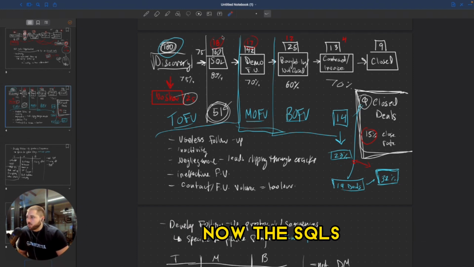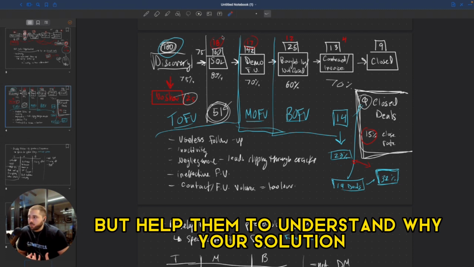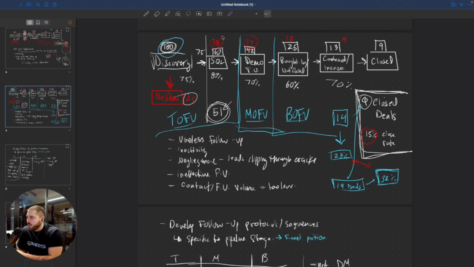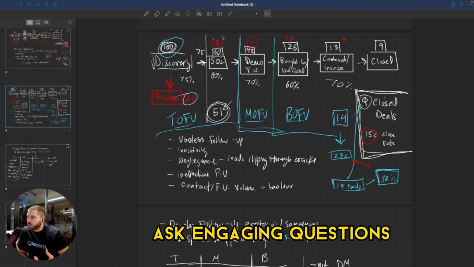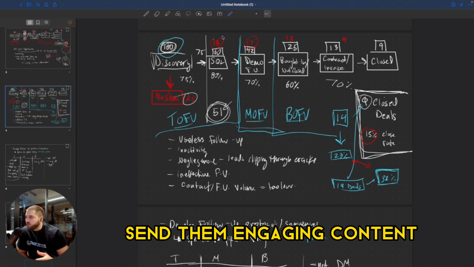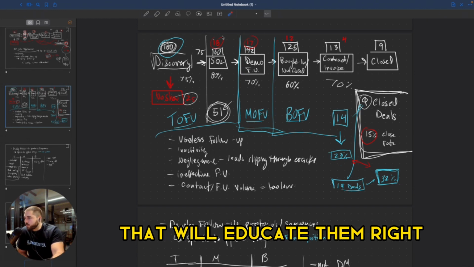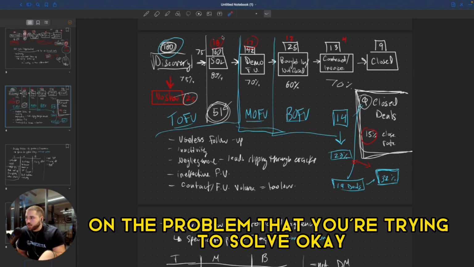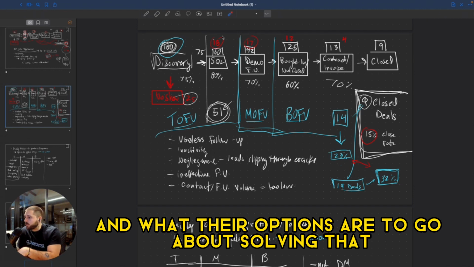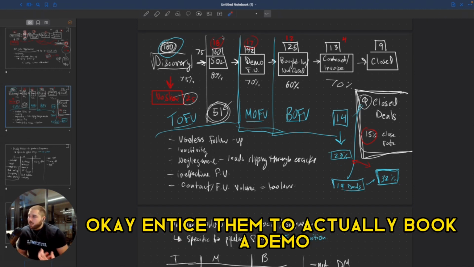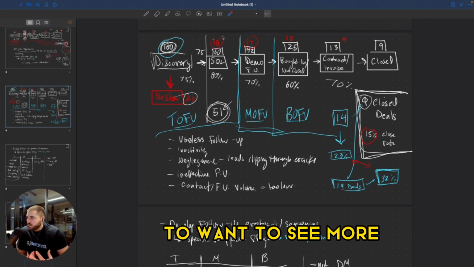Now the SQLs, you need to get them to believe, or not necessarily in an unethical way, but help them to understand why your solution might actually be able to help them. Ask them engaging questions. Send them engaging content that will educate them on the problem that you're trying to solve and what their options are to go about solving that. Entice them to actually book a demo, to want to see more. That's all you've got to do.